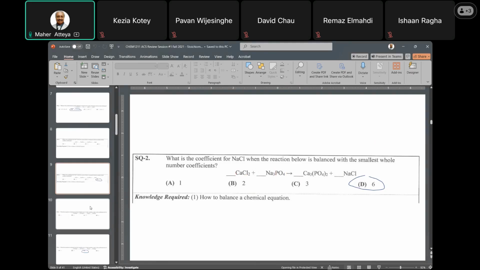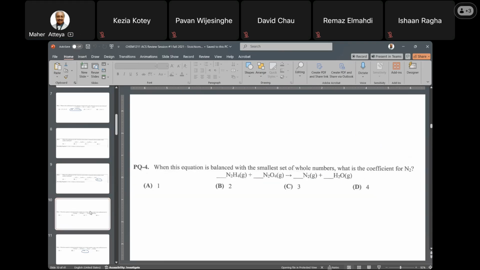Okay, so this is another way, but then we'll go out of this balancing. That's the last one. So which one? When the equation is balanced with the smallest set of whole numbers, what is the coefficient of nitrogen?